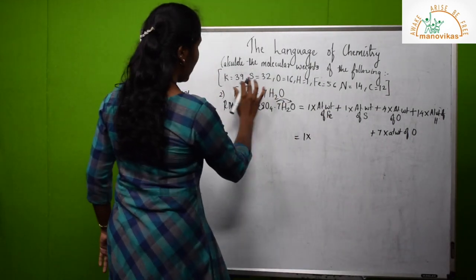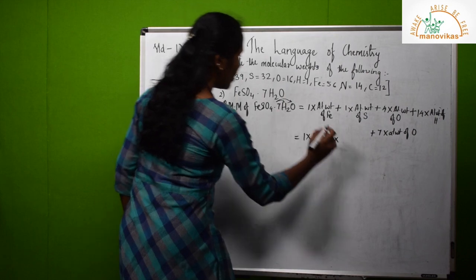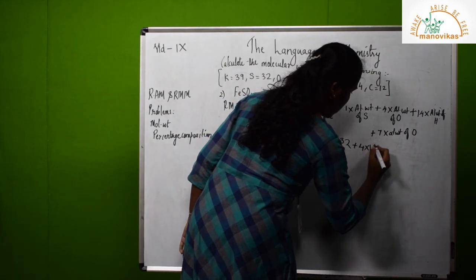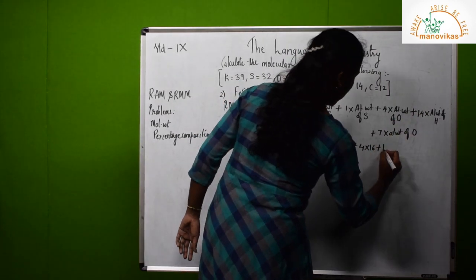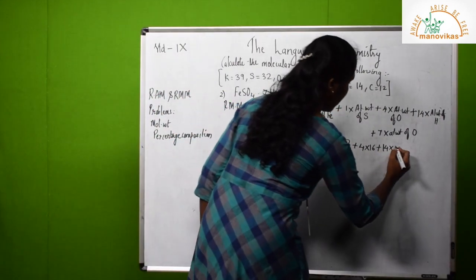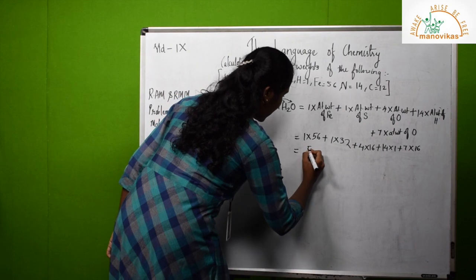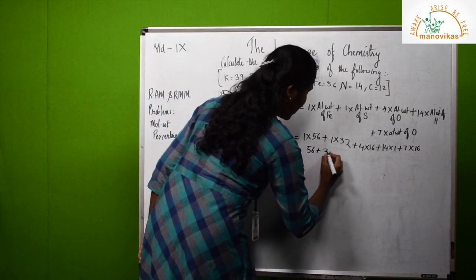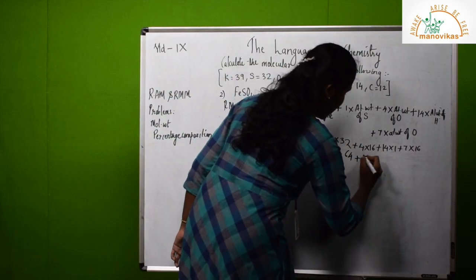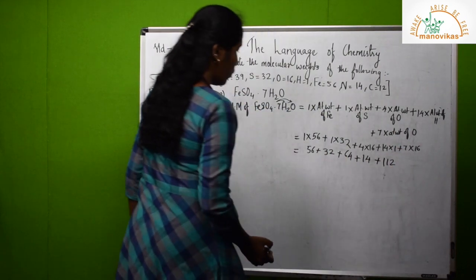1 into Fe is 56 plus sulfur you are given as 32 plus 4 times oxygen you are given as 16 plus 14 into hydrogen is given as 1 plus 7 into oxygen is 16. So 1 into 56 is 56 plus 32 into 1 is 32 plus 16 fours are 64 plus 14 ones are 14 plus 16 sevens are 112.